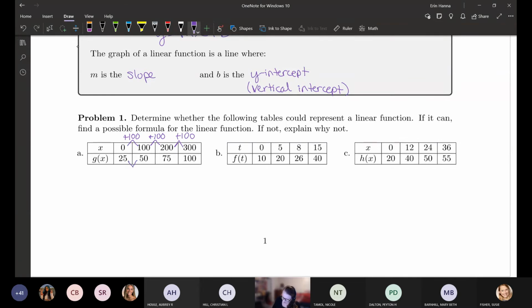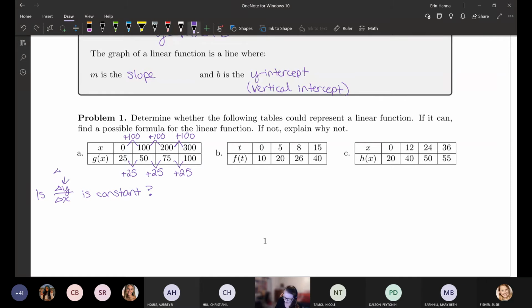And then I'm going to see what happens between all of these y values, these g of x values. So between 25 and 50, we go up by 25. You don't really need to put the plus if you don't want to. We go up by 25, and we go up by 25. Now, the thing we would need to look for to determine whether or not this would be linear is if all the ratios of the change in y over change in x is constant. So maybe I'll say, is change in y over change in x constant?